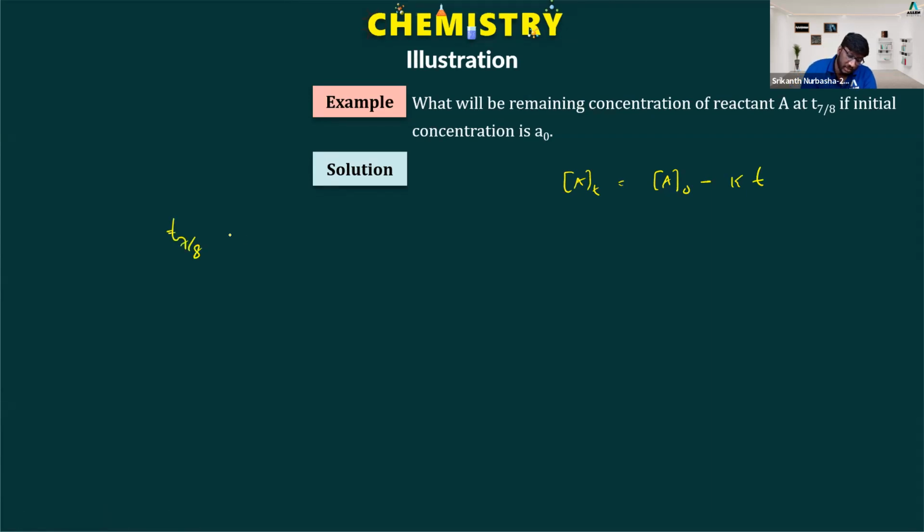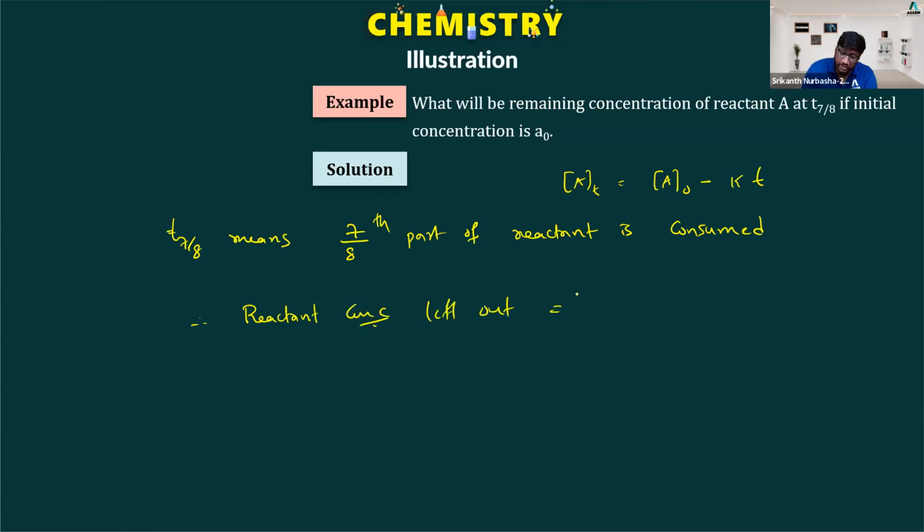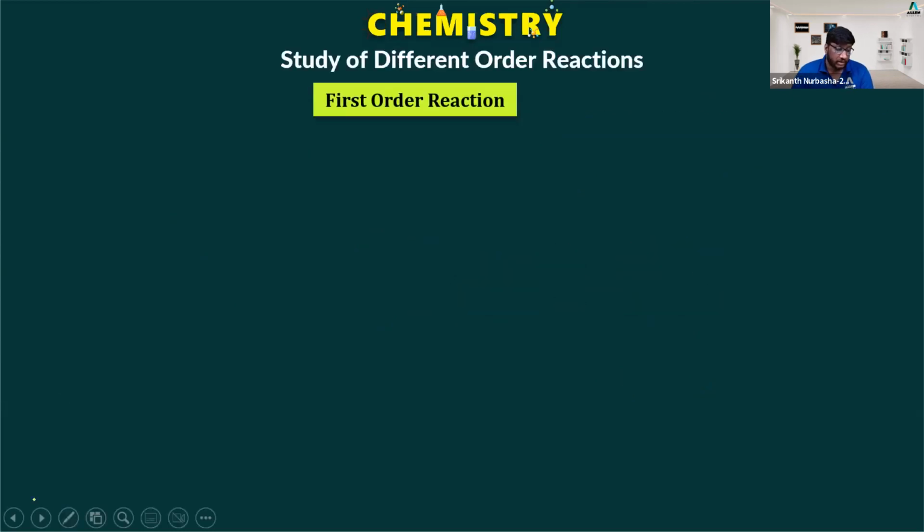T 7 by 8 means 7 by 8th part of the reactant is consumed. Therefore, the reactant concentration left out is 1 minus 7 by 8 times the initial concentration, that is 1 by 8 A naught. Very simple question. This is all about zero order reactions.